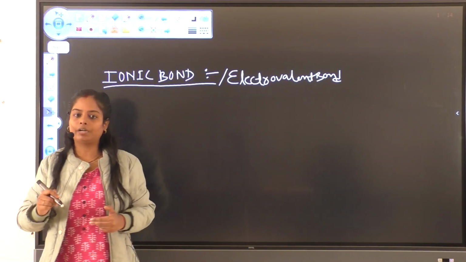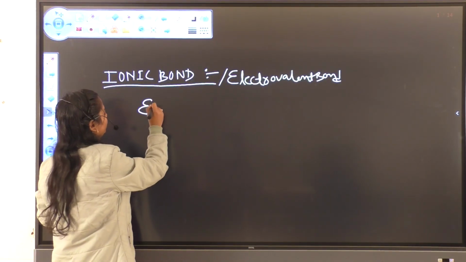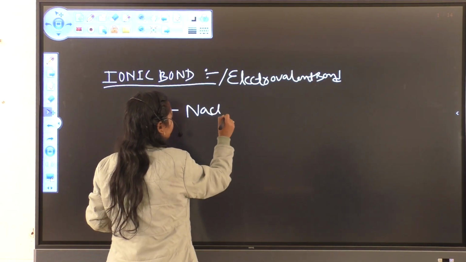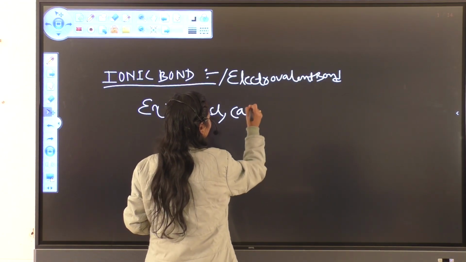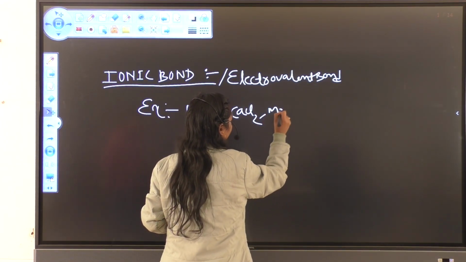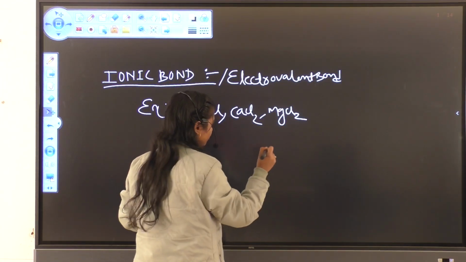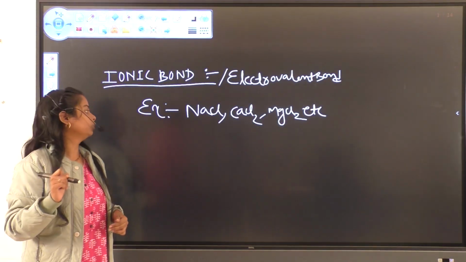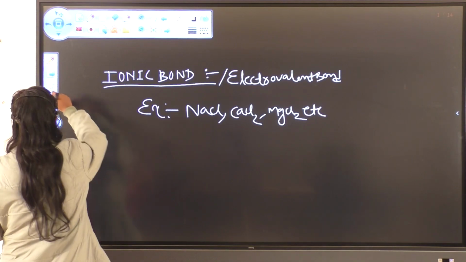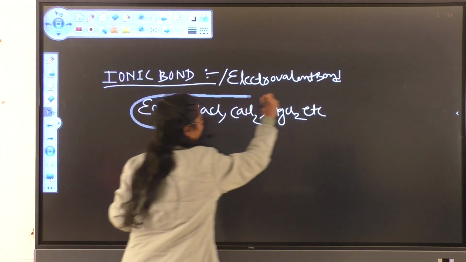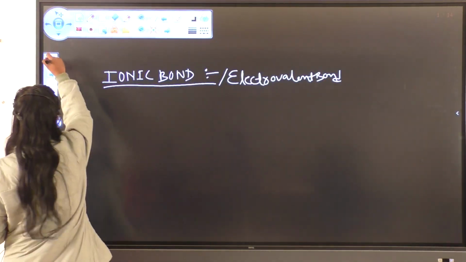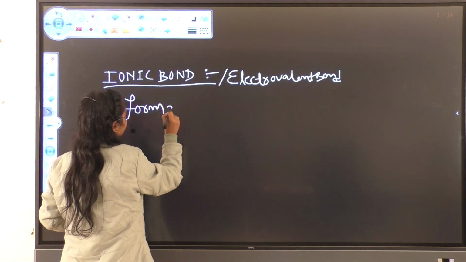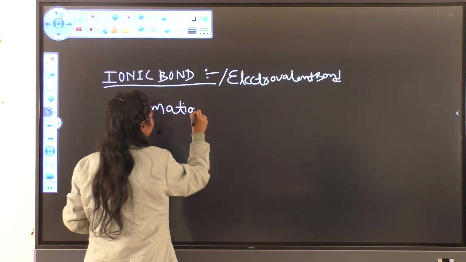The examples of ionic compounds: mainly we are going to discuss some interesting as well as important ones, sodium chloride, calcium chloride and magnesium chloride. These three are the main examples. Now we are going to discuss the formation of sodium chloride, which is the salt that we use in our daily life.